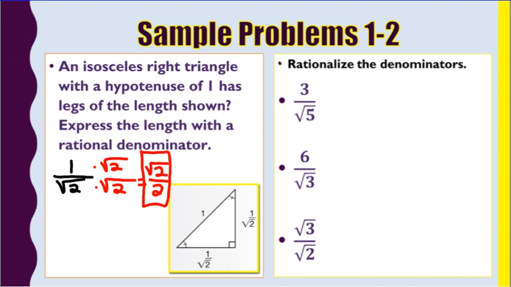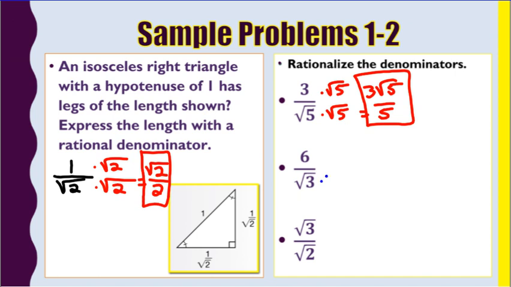Rationalize these denominators. In our second example, multiply by the square root of 5. Square root of 5 times the square root of 5 is 5. Multiply by the square root of 5 in the numerator. We have 3 square root of 5 over 5.